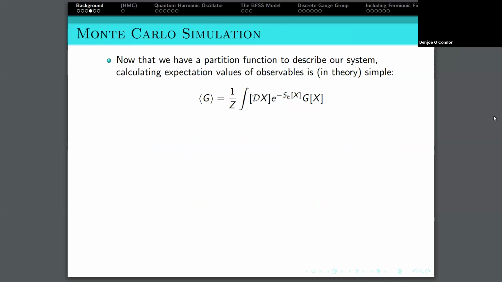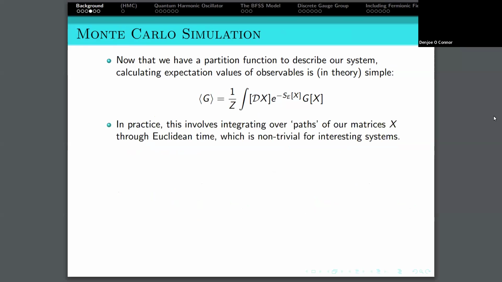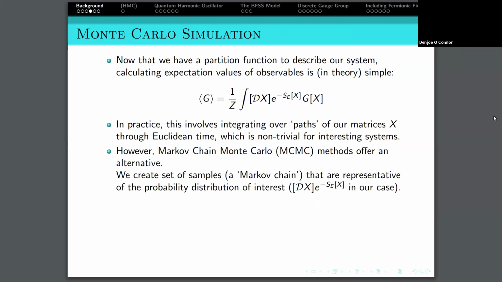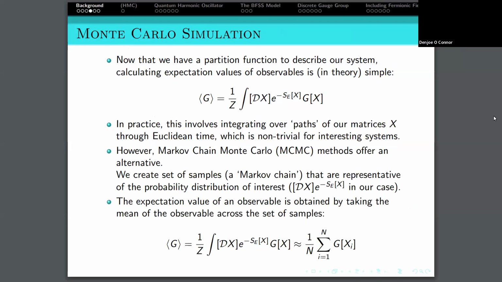Now, if we have a partition function, we can start calculating observables. So say for some observable g, we'll be able to calculate the expected value like this. So in practice, it involves integrating over paths of matrices through Euclidean time, which isn't trivial for interesting systems. But through Markov chain Monte Carlo methods, we have another way.